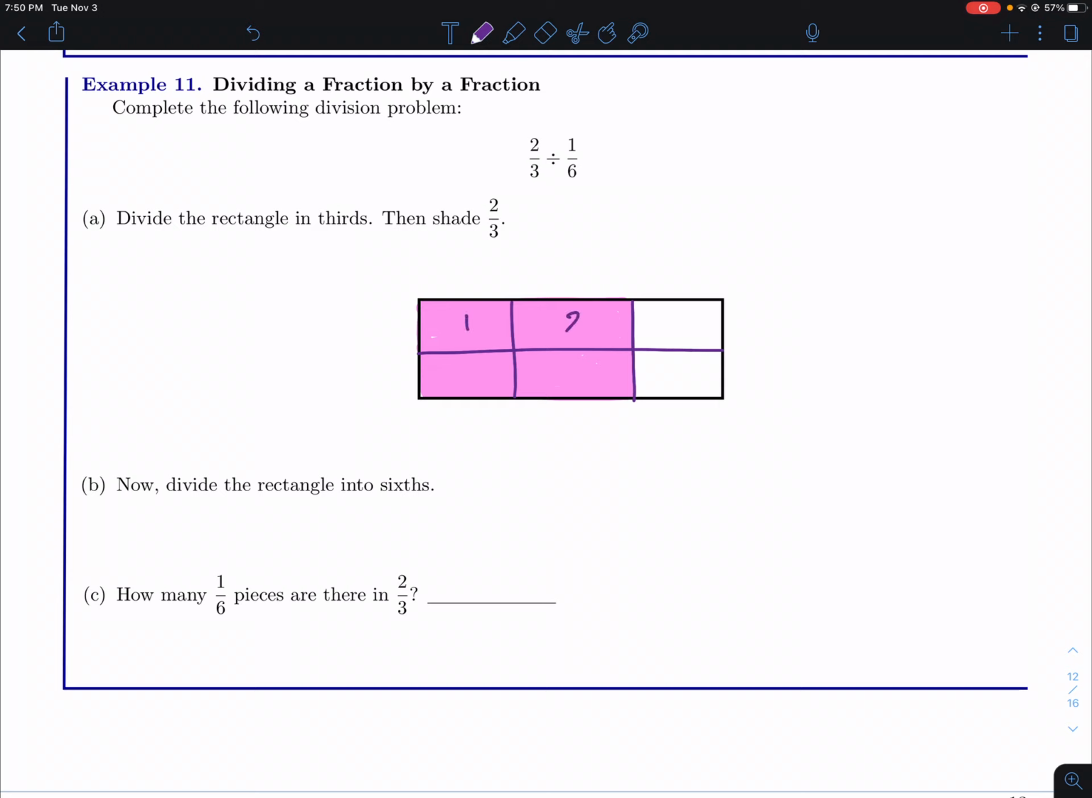So in this case, I've got 1, 2, 3, 4. So just like I saw in the Mathies app, I ended up with 4 1/6 chunks to fill up that 2/3 of a fraction box in that case.